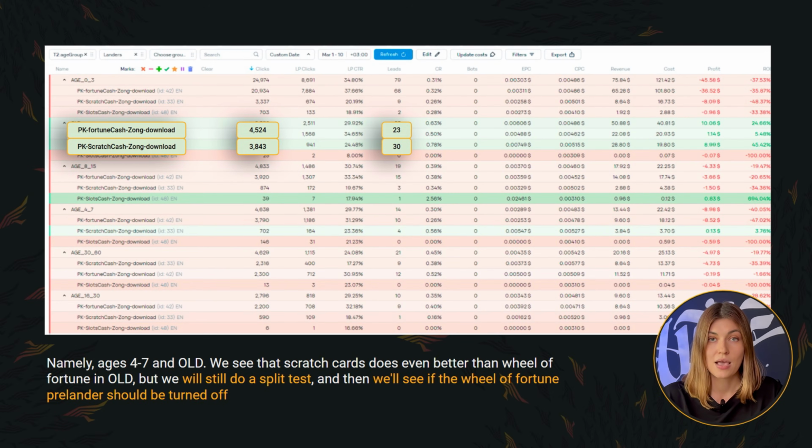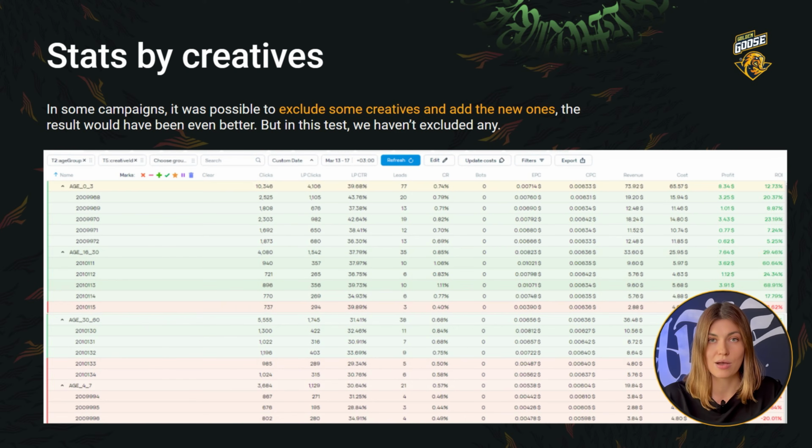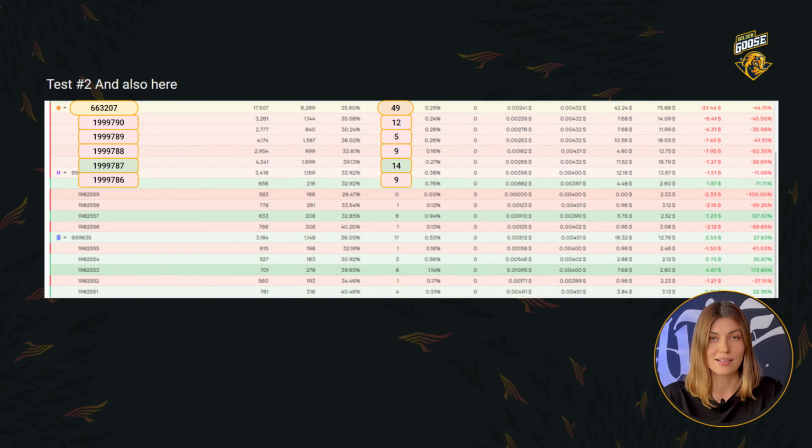But we will still do a split test and then we will see if the Wheel of Fortune pre-lander should be turned off. By the way, when we were talking about creatives before, we decided to not exclude any of them, even the ones performing poorly. And as it turns out, in our second test, the worst performing creative became a leader. So you can see the test number 1 results by creatives. Also, test number 2 results by creatives. Look at the lines group under a star, subscription age 0 to 7, the second to last creative.